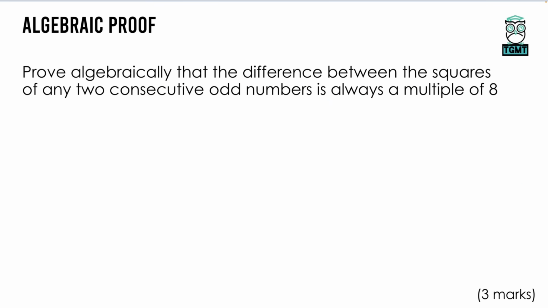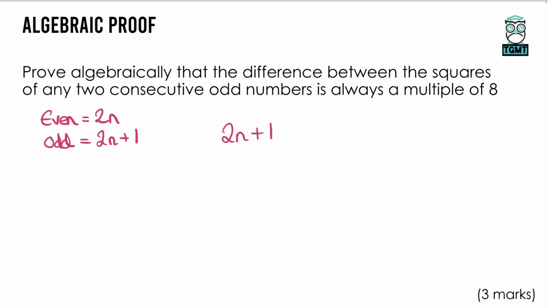Okay, so looking at some algebraic proof, this question says prove algebraically that the difference between the squares of any two consecutive odd numbers is always a multiple of 8. Now, when we are looking at an even number, we will use the algebraic expression 2n. When looking at an odd number, you can either use the positive or negative version of this, but all we need to do is add 1 to the even number. So for the first odd number, we'll have 2n plus 1.